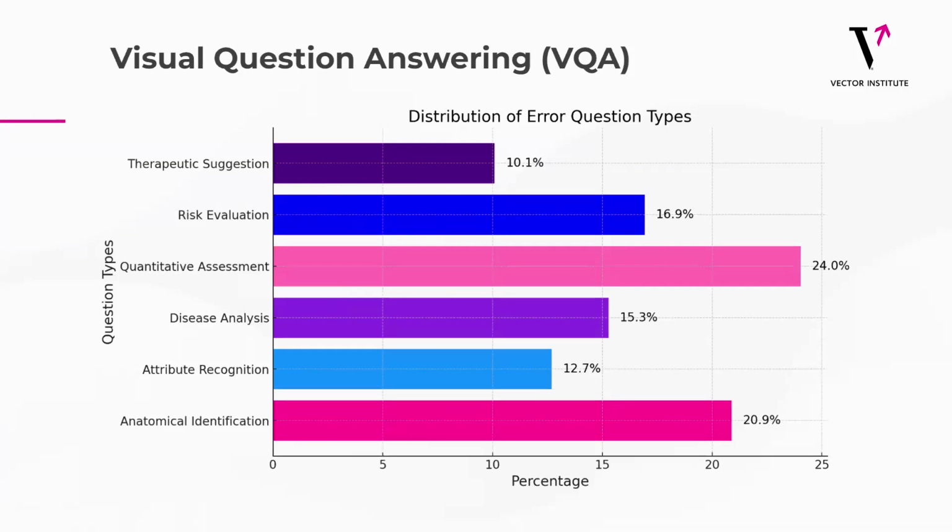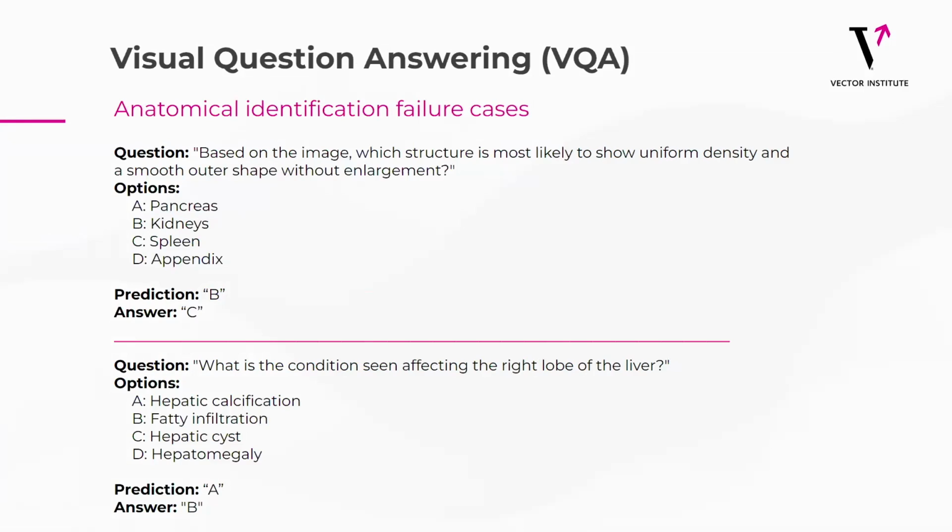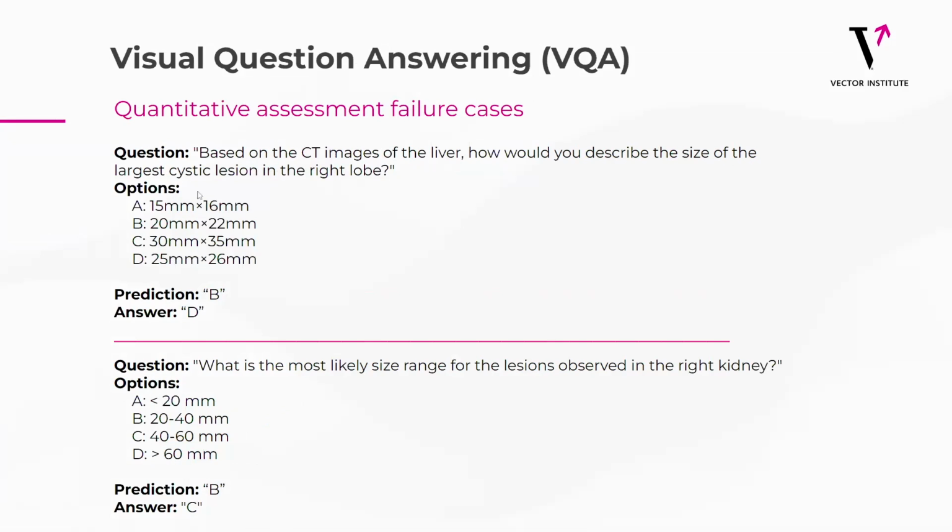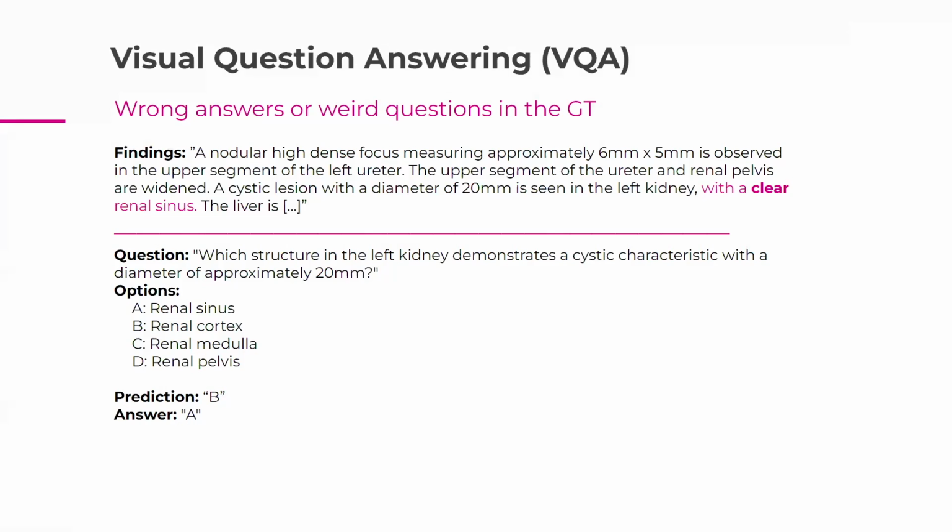We looked at our errors, and we noticed that some of the questions are unsolvable. Questions where you have quantitative assessment, like asking about the size of a certain region. It's very hard to measure it without a ruler, so you can't really answer these questions.